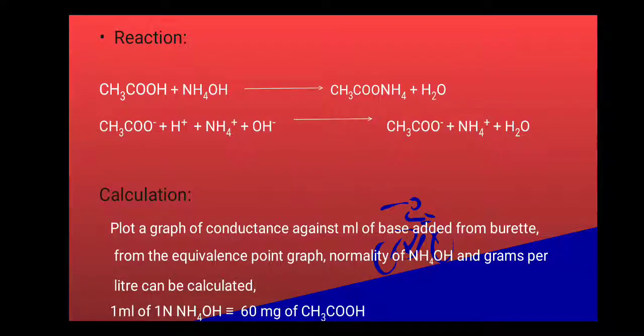What reaction takes place? In the simple reaction everybody knows, acetic acid plus NaOH forms sodium acetate. In ionic form we write this reaction, and by plotting the graph of conductance versus ml of base added, the nature of the graph you now know. And by knowing the relation that 1 ml of 1 normal NH4OH corresponds to 60 milligram of CH3COOH, you can find out the concentration of acid or base from this measurement of conductance for strong acid-strong base, weak acid-strong base, strong acid-weak base, and weak acid-weak base titrations.